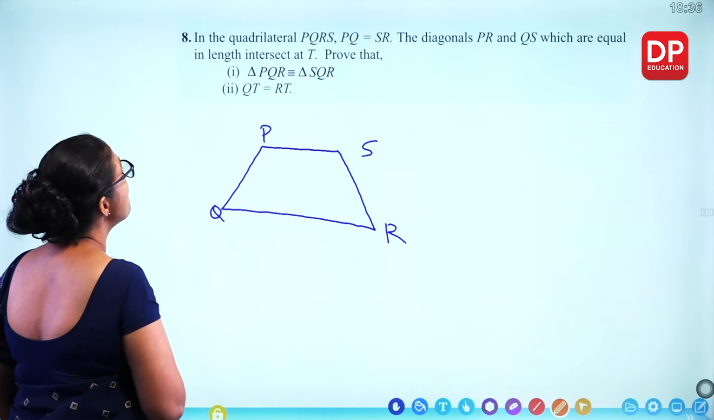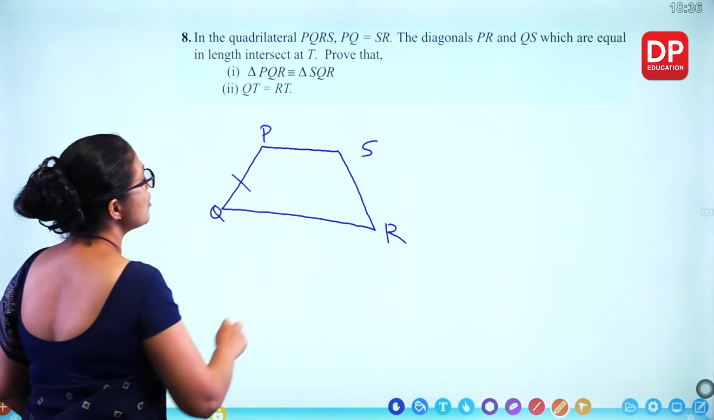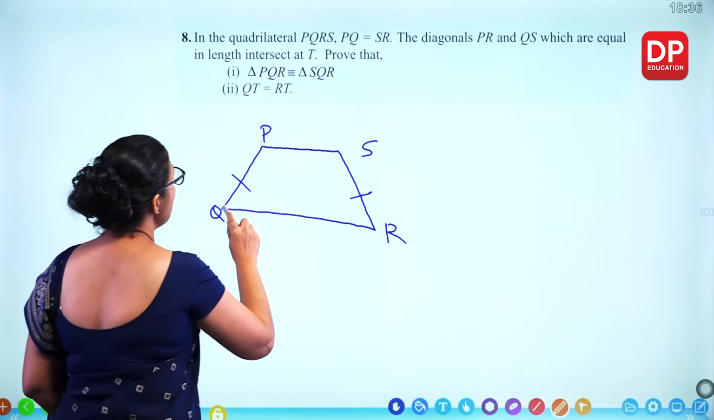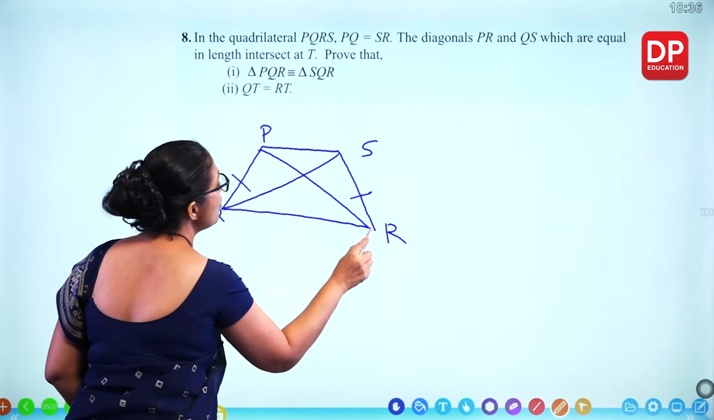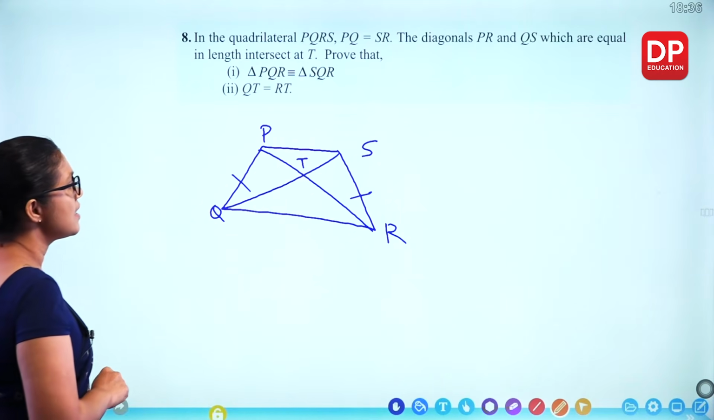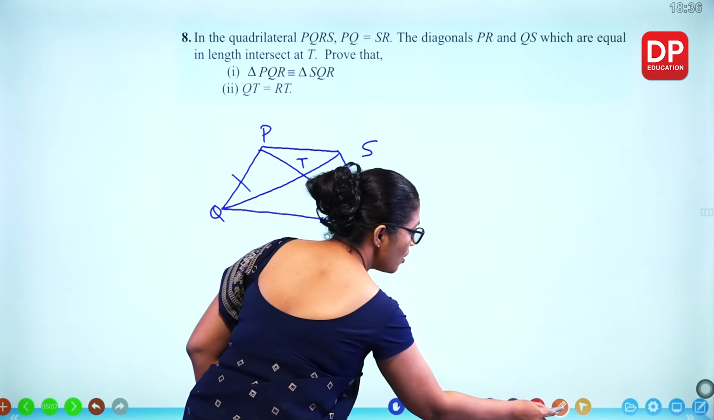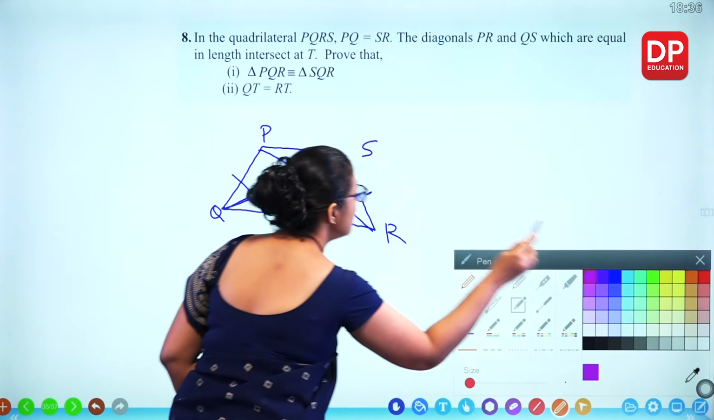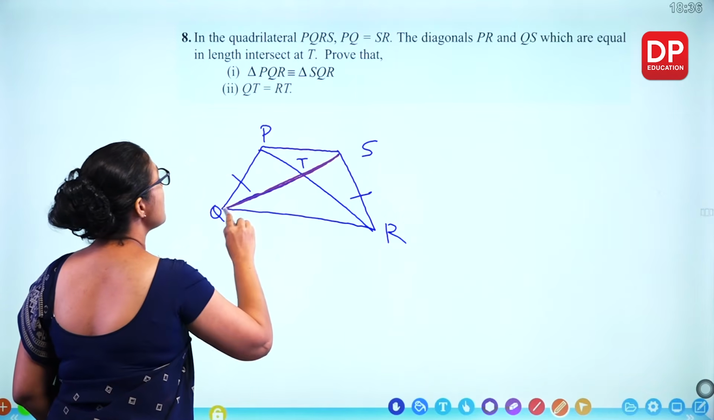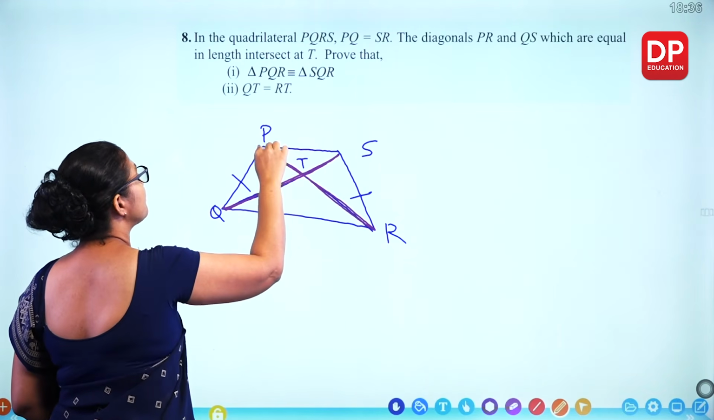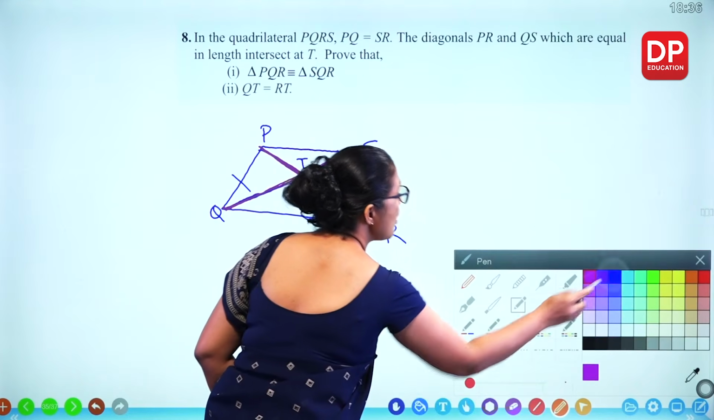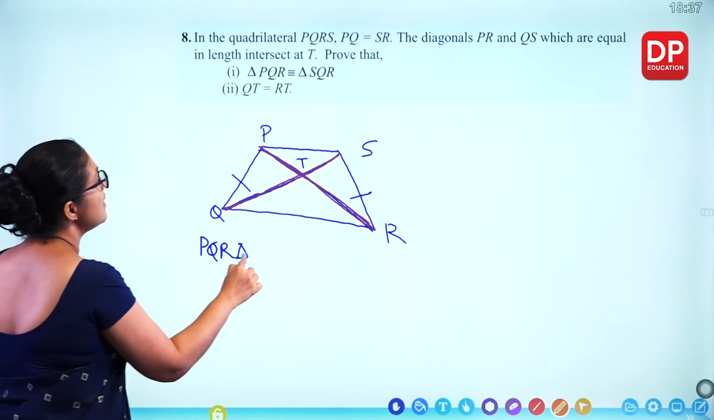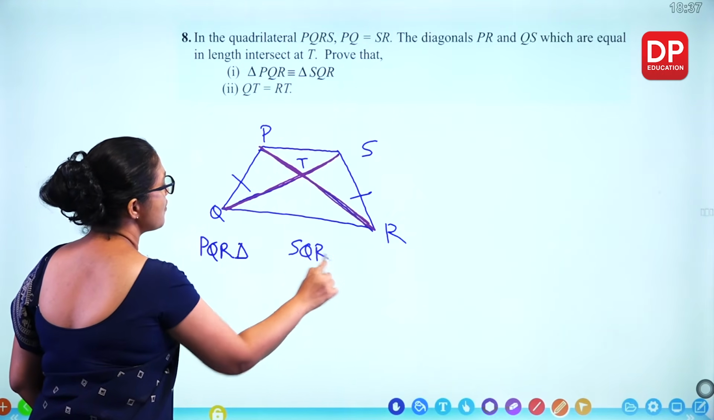It says PQ is equal to SR. And what is given? If you draw the diagonals, these two, they intersect at T. And these two lengths are also equal. So this length, I'll take another color, is equal to this length. Now what do you have to prove? You have to prove triangle PQR is congruent to triangle SRQ.